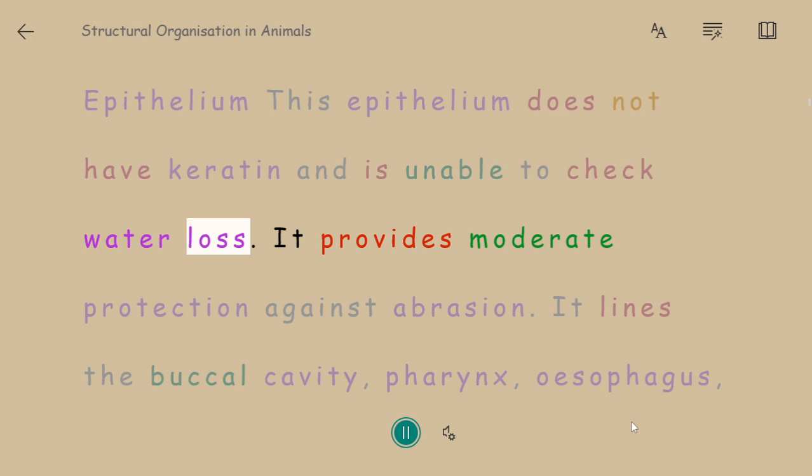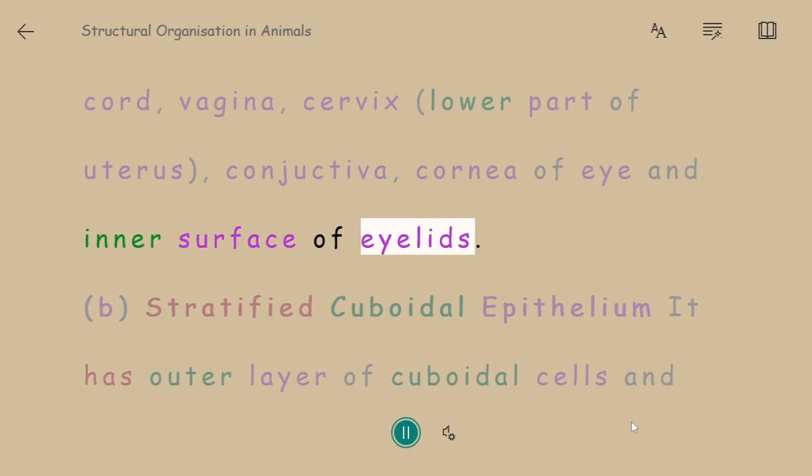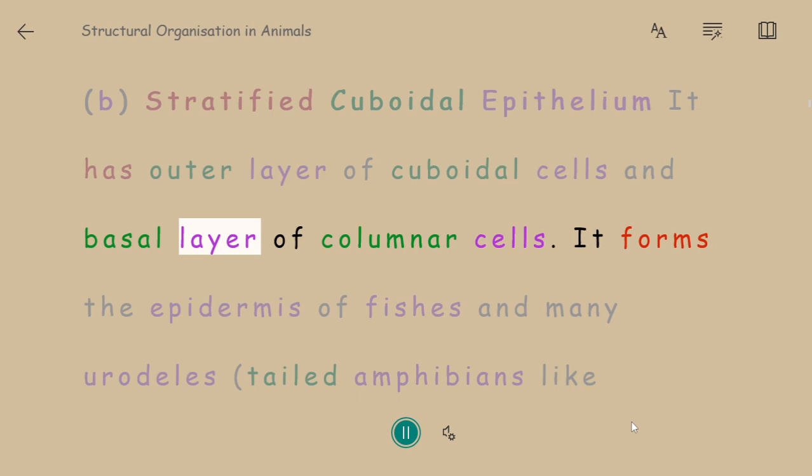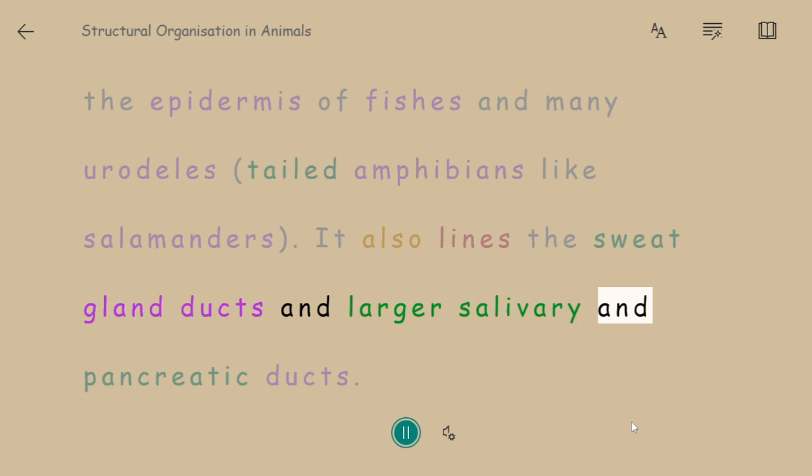It lines the buccal cavity, pharynx, esophagus, anal canal, lower part of urethra, vocal cord, vagina, cervix, lower part of uterus, conjunctiva, cornea of eye and inner surface of eyelids. B. Stratified cuboidal epithelium. It is outer layer of cuboidal cells and basal layer of columnar cells. It forms the epidermis of fishes and many urodeles, tailed amphibians like salamanders. It also lines the sweat gland ducts and larger salivary and pancreatic ducts.